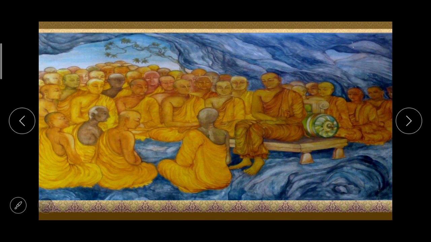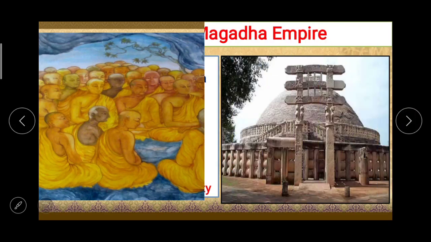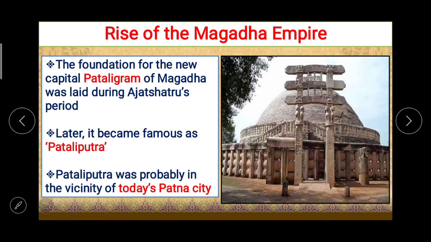in Buddhist history. Rise of the Magadha Empire: the foundation for the new capital Patligram of Magadha was laid during Ajatashatru's period, and later it became famous as Patliputra. Patliputra was probably in the vicinity of today's Patna city. Here you can see.